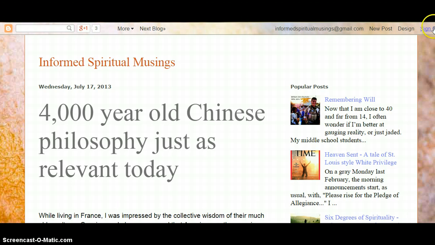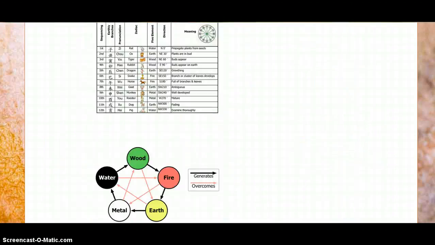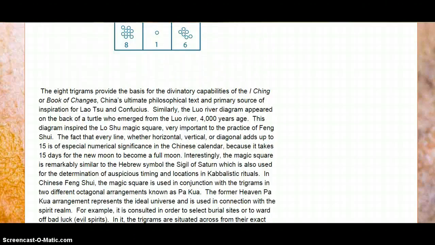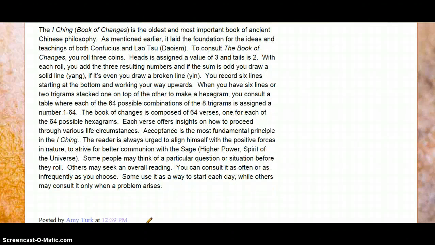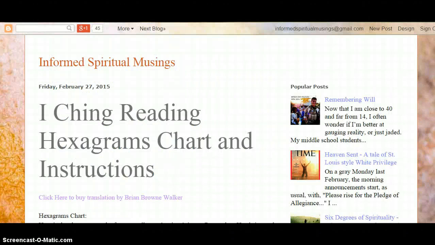Well, I'm going to reference an older blog post of mine from about a year and a half ago that I did on Chinese philosophy. And the I Ching is the oldest and most important book of ancient Chinese philosophy. And it was very, very fundamental and influential for both Confucius and his works, and then Lao Tzu, who then went on to found Taoism. So it's very old and very relevant, and I think you'll find that no matter what you approach it with, you'll be able to take something away.